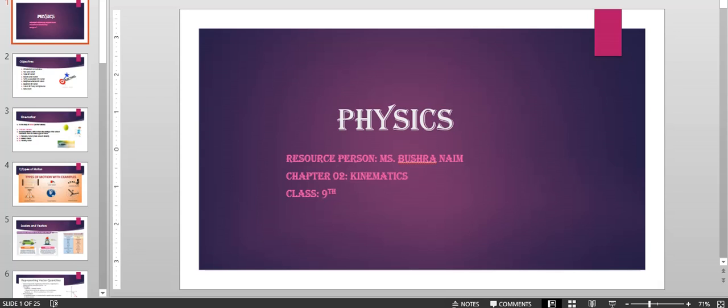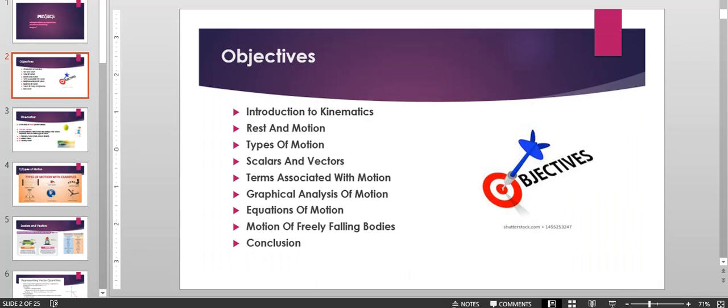Students, in the previous class we have studied chapter number 1, that is physical quantities and measurements. Today we'll start the next chapter, the second chapter of your books, that is kinematics. Before going into the topic, let's discuss today's objectives.